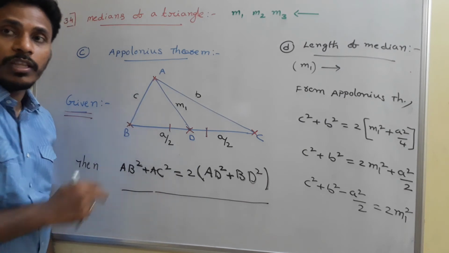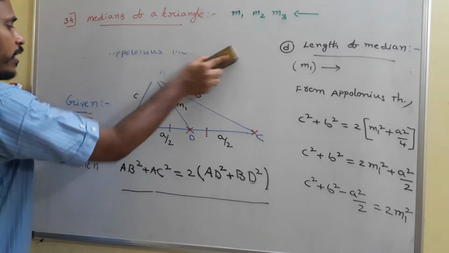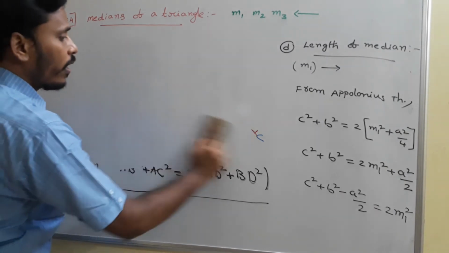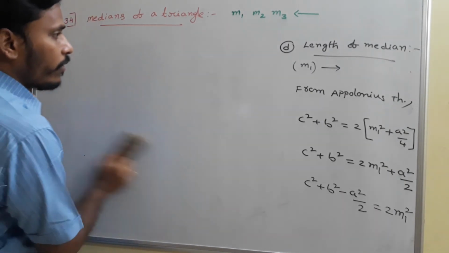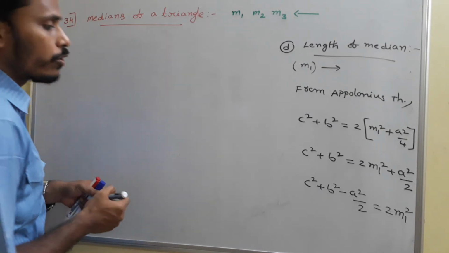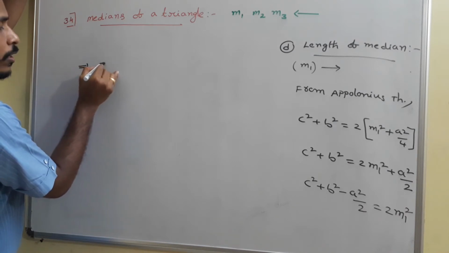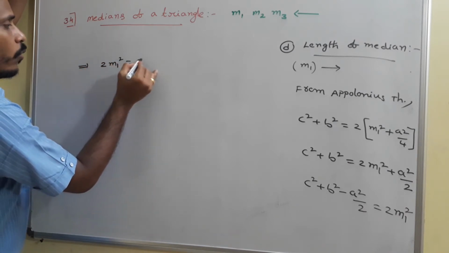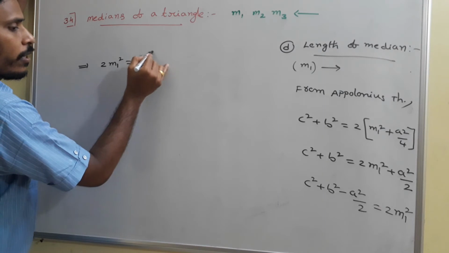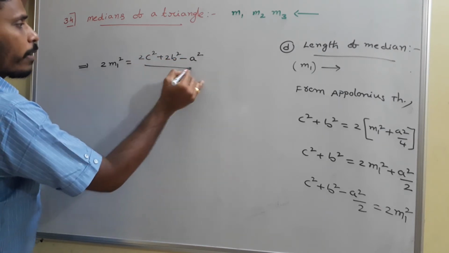I will erase it for space concern, and I will calculate the m₁. Just have a look at the end. From Apollonius theorem we have that (c² + b² − a²)/2 is equal to 2m₁². So that implies 2m₁² is equal to, if you take the LCM on this side, (2c² + 2b² − a²)/2.